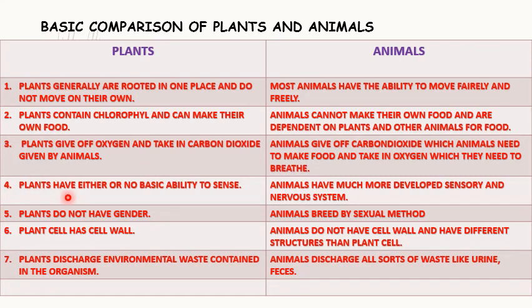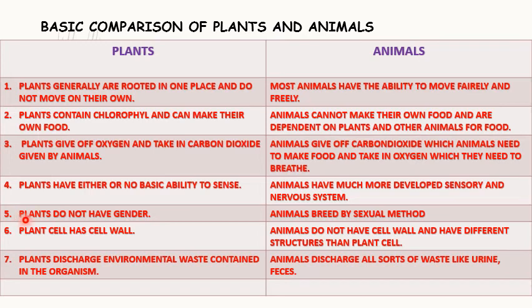Yes. Now let's go to number 4. Plants have little or no basic ability to sense. Plants cannot sense things around them. Yes, but animals have a much more developed sensory and nervous system. Animals can think. They know what one is trying to do at times. Yes, but plants cannot think. They don't even have thoughts, so they cannot think.